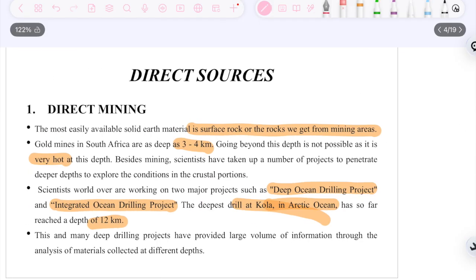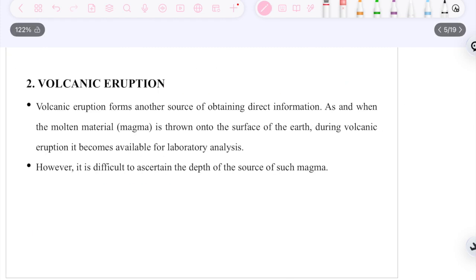Now, we understood that the first direct source is mining. This is Earth. If we mine and take some amount of this rock, we are able to get certain types of surface rocks, and we can find some information from there. Now, let's talk about the second, that is volcanic eruption. Let's first understand a simple thing: this is Earth, and from this Earth there is a vent, or a cone, that is called a volcano. From this volcano, material comes from inside the surface of Earth in the form of magma and lava, dust particles, and gases like nitrogen and carbon dioxide. All of this material comes from inside the Earth.